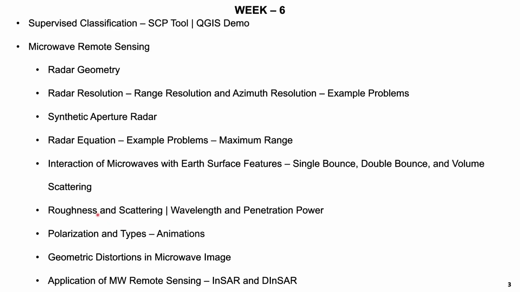Then what is the relation between roughness and scattering, and the wavelength as well as the penetration power of the microwaves. Then what are the different types of polarization, and what are the geometric distortions in microwave image. Then one very interesting application, that is interferometry by using the microwave data. So I will show you a case study which I came across very recently.